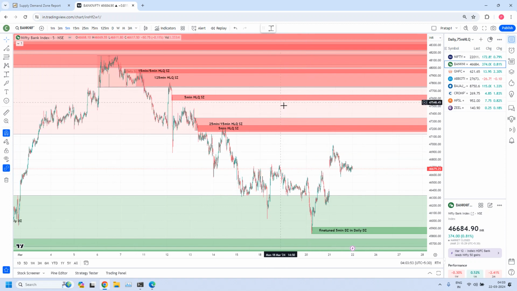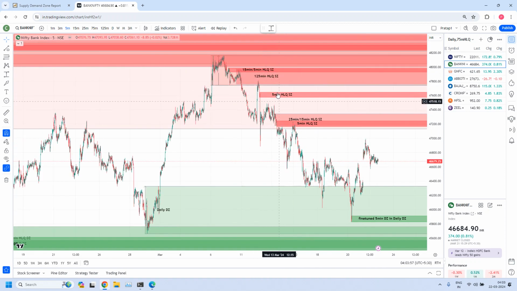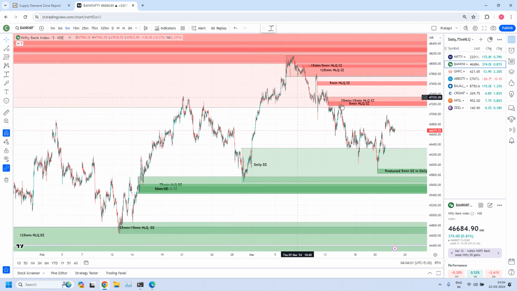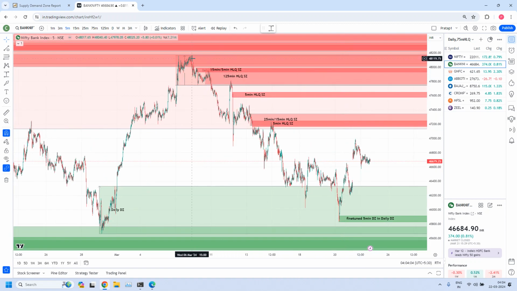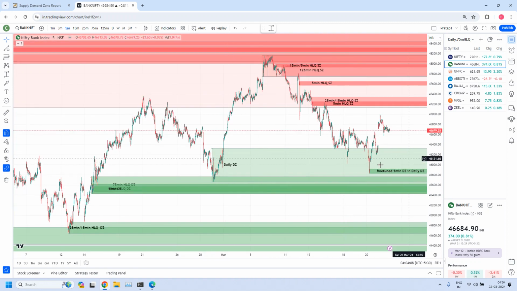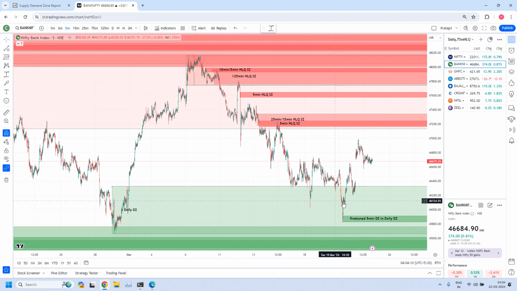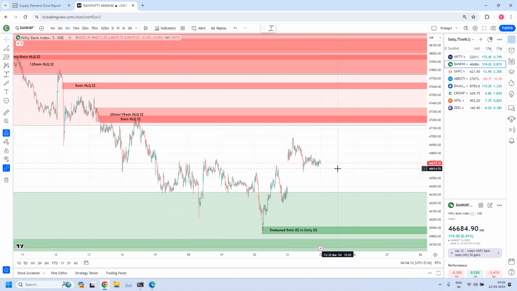This supply will become very strong once prices enter into this high liquidity supply zone, because the supply zone is a high liquidity supply zone. Already from this supply zone only, prices came down. Now they entered into the daily demand zone. This demand zone is showing its power.